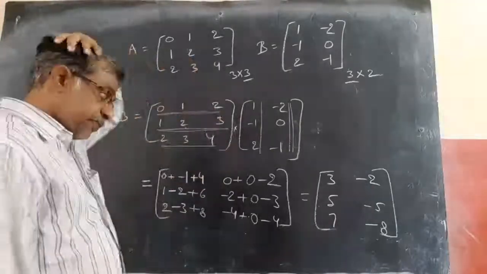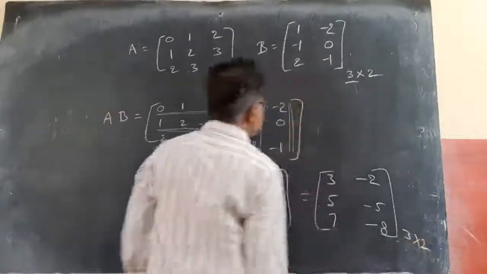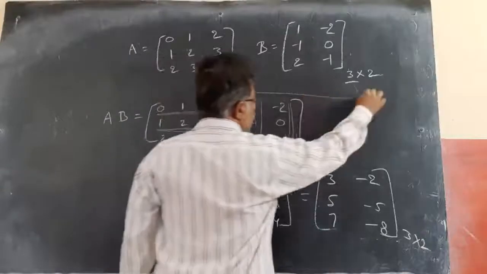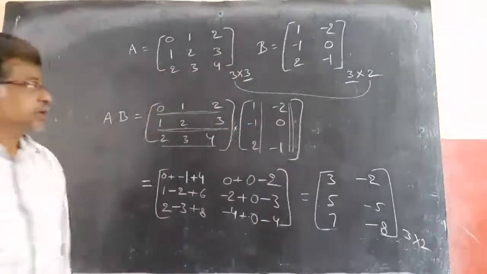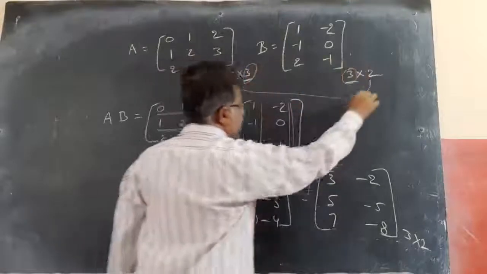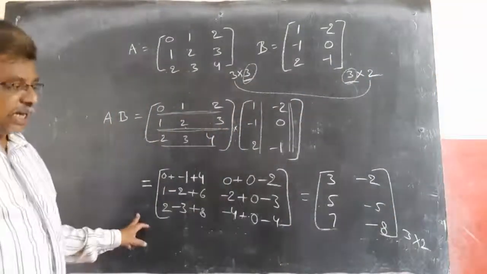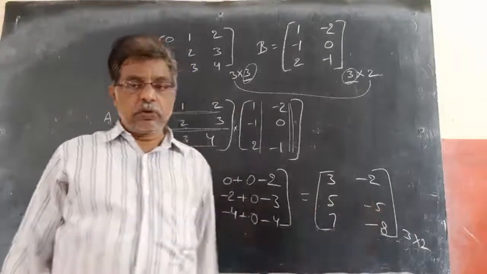And of the size, if you observe, this is 3 rows, 2 columns, 3 by 2. First of all, columns equal rows, and the resultant is rows by columns, I told, 3 by 2. So AB is possible and AB is of size 3 by 2. This is what we did.